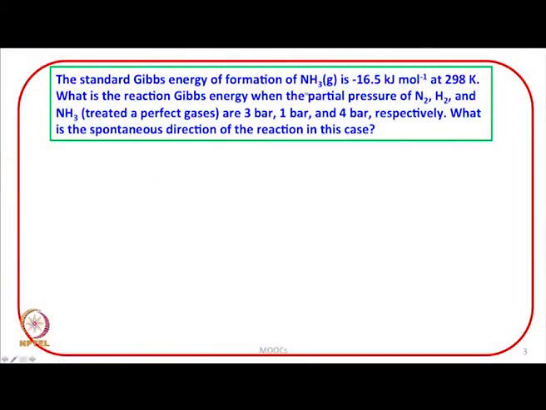Once again, let us see what the given information is. We are given the standard Gibbs energy of formation of ammonia, which is minus 16.5 kilojoules per mole. We are also given the partial pressures of nitrogen, hydrogen and ammonia, and we have been asked to treat these gases as perfect gases. The partial pressures of nitrogen, hydrogen and ammonia are 3, 1 and 4 bar respectively. At this composition, we have to find out whether the reaction will be spontaneous or not.